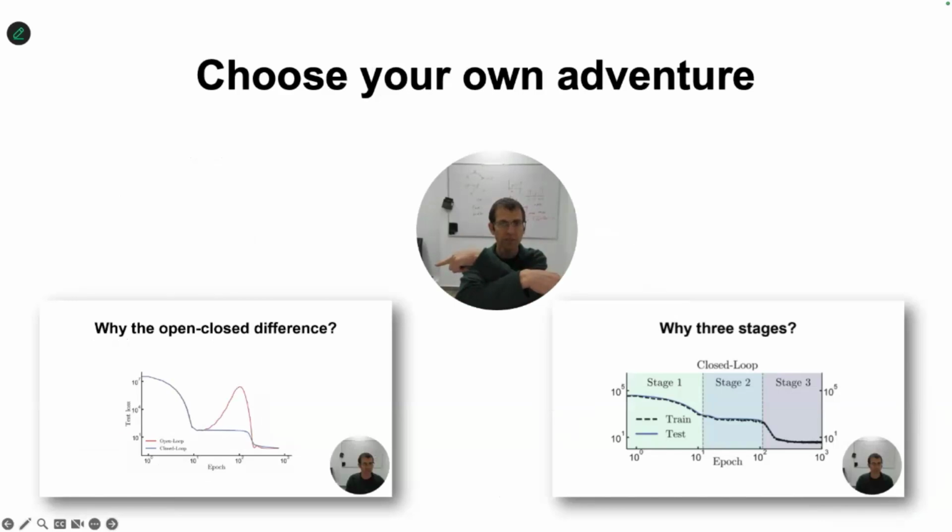All right. We'll do a vote. So who's for open closed loop difference? Okay, well, that already took a majority. And who for 3 stages? Okay. So I think we'll do open closed. Yeah. All right.